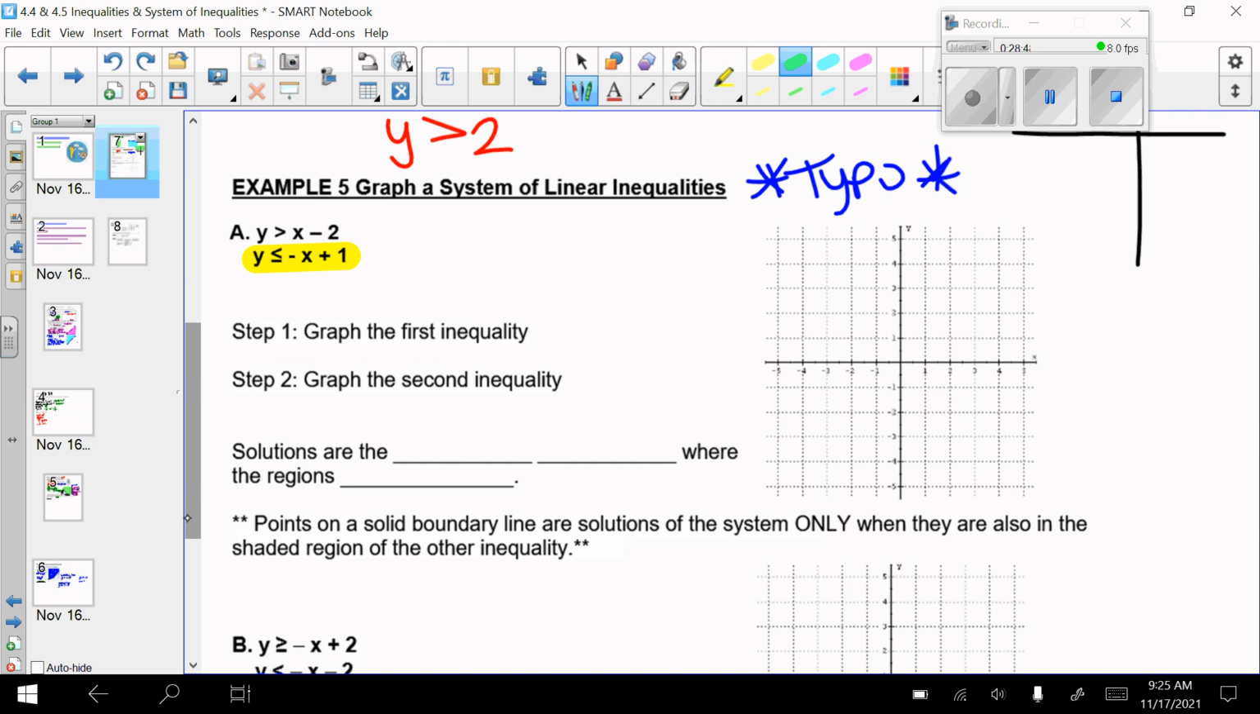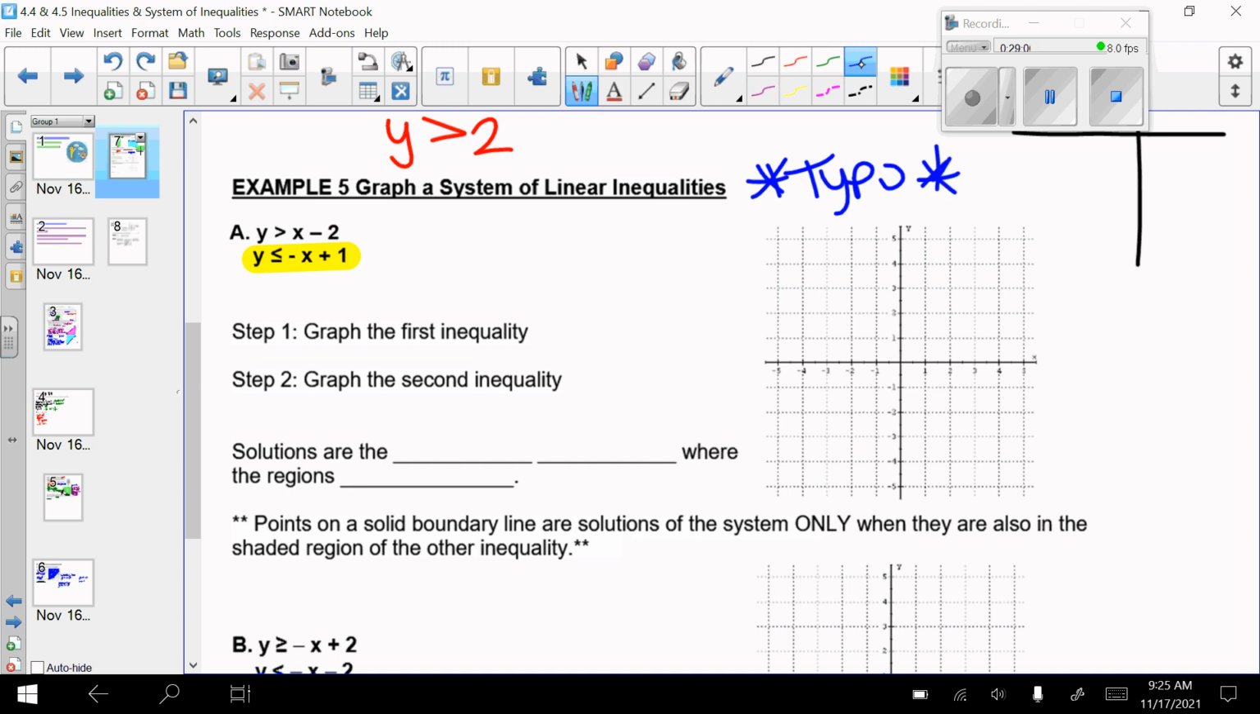So up to this point, we've graphed one inequality. Now we're going to do what happens when we graph 2 inequalities. Okay? So we're going to treat it just like we did the other ones. We're going to graph the first inequality, then we're going to graph the second one. So let's graph that first one.